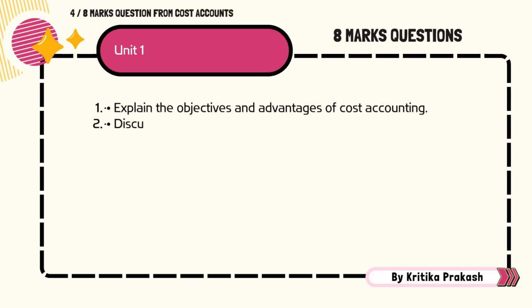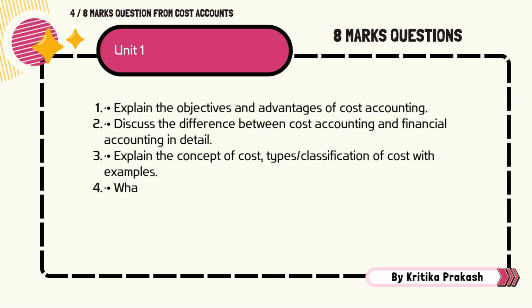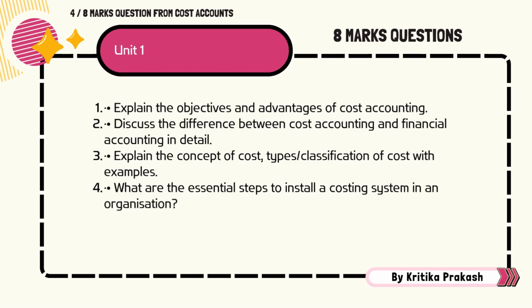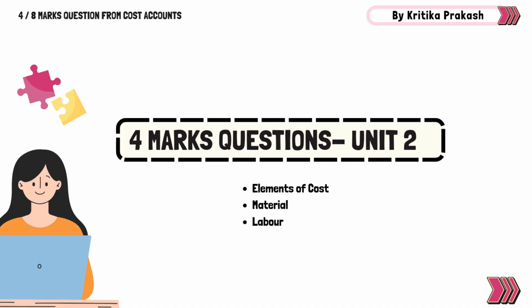cost accounting, discuss the difference between cost accounting and financial accounting in detail, explain the concept of cost, types, classification of cost with examples, and the last one is: what are the essential steps to install a costing system in an organization. Let's move on to unit number 2, which is elements of cost, material and labor.